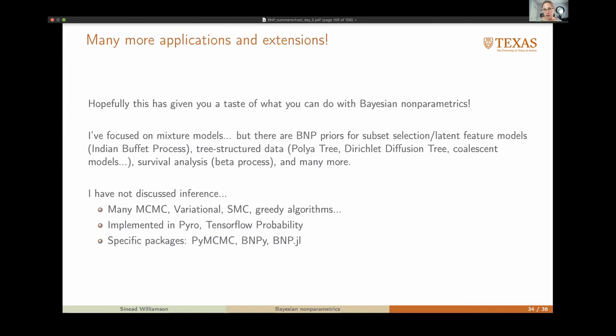So hopefully this has inspired you to try some of these out, to play around. And even if not, maybe it's inspired you to think about the role of dimensionality in your problems and how you can be flexible in specifying that dimensionality.